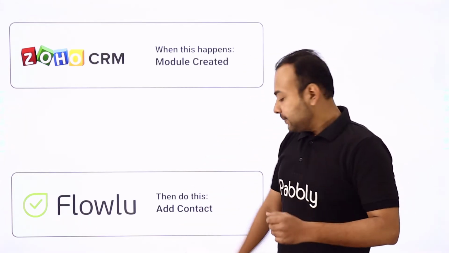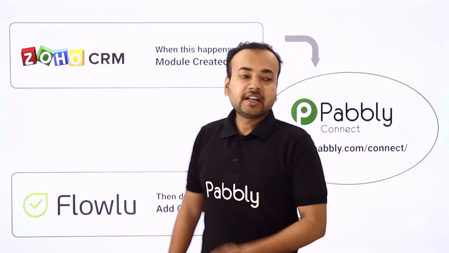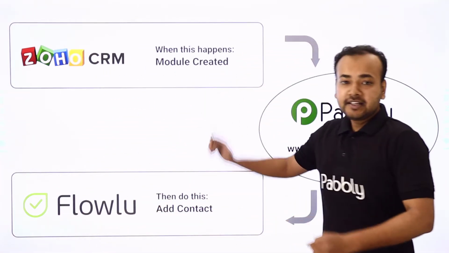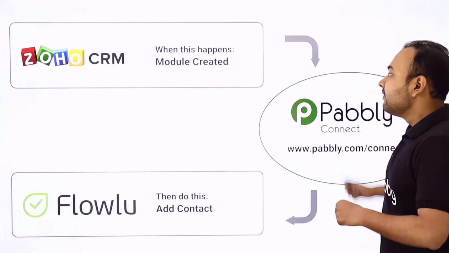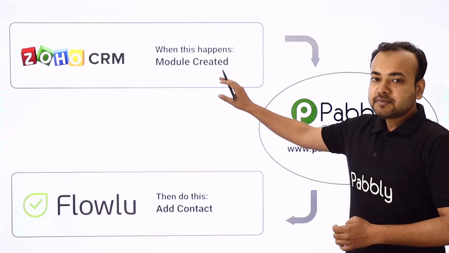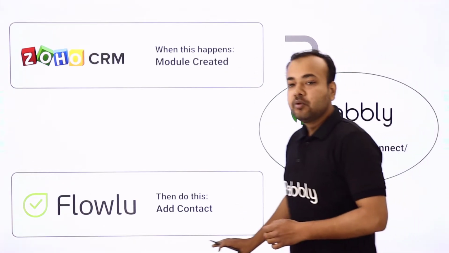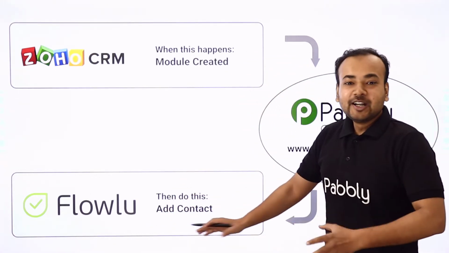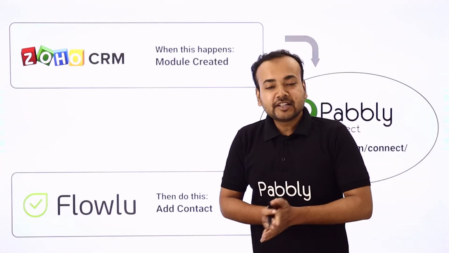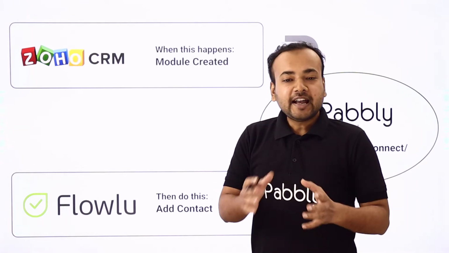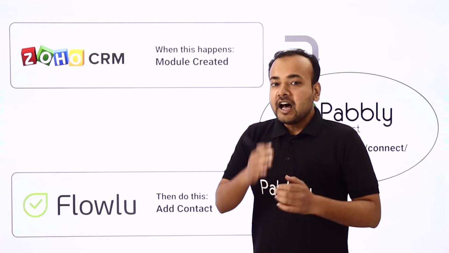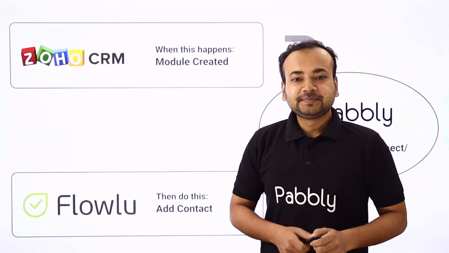And guys, to make this happen, the application I'm using is Pabbly Connect. Pabbly Connect will connect these two applications together such that whenever a module is created, the details of the prospect you have entered here in this module will get added here in Flowloo application as a new contact automatically. Yes guys, this can happen, and the best part of making this automation is that you will not require any coding skills or programming knowledge. So now let me show you on my screen how you can also create this automation.